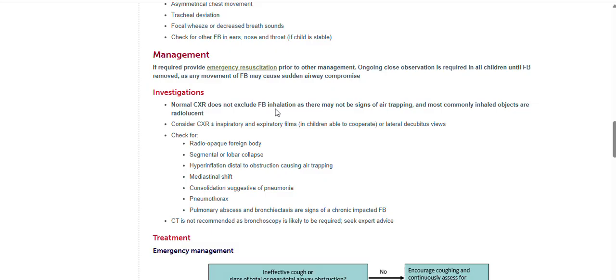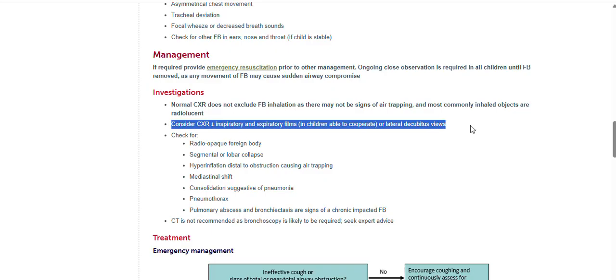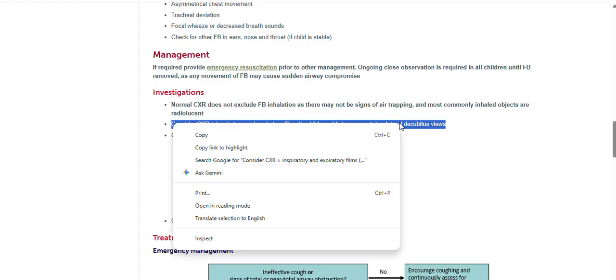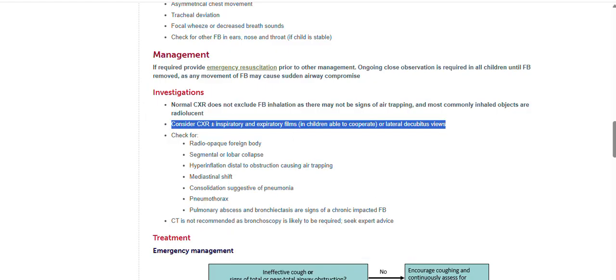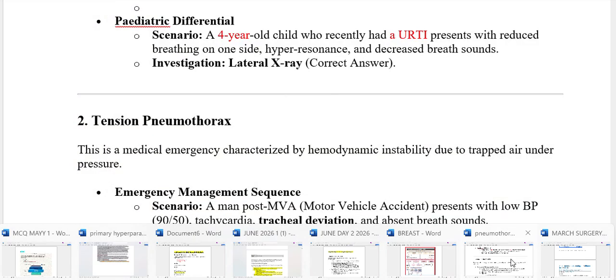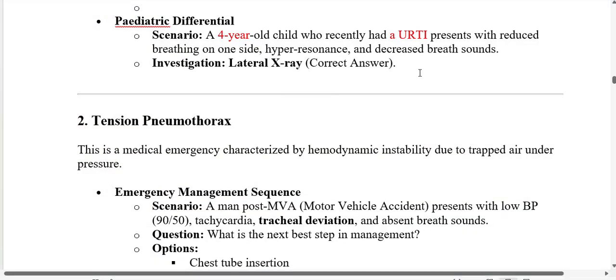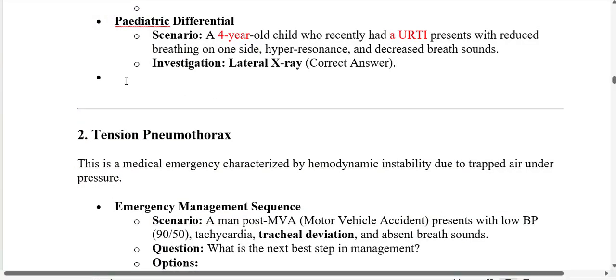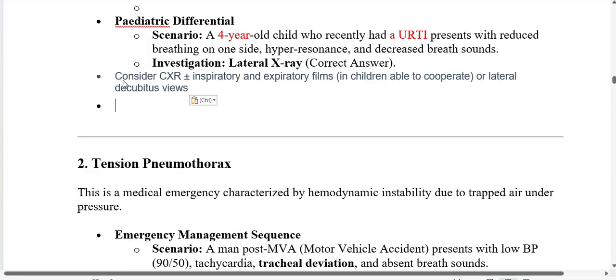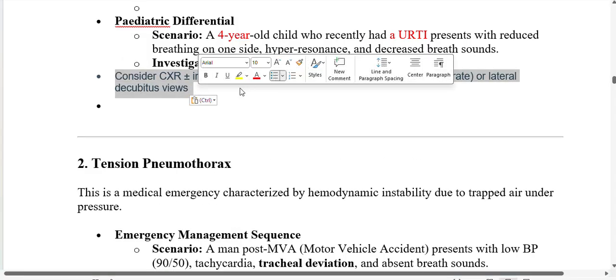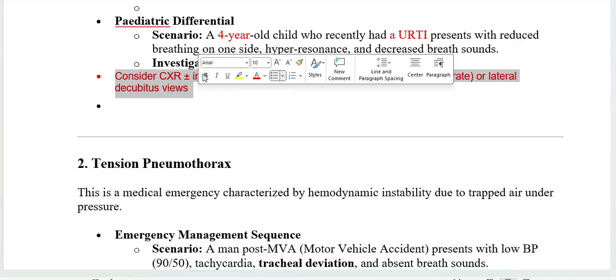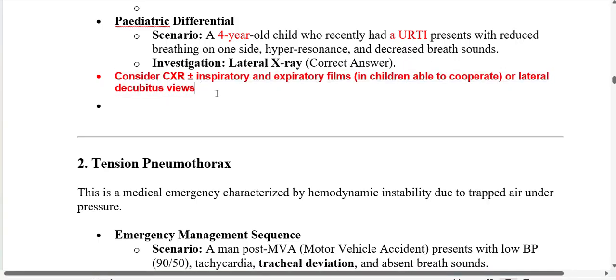A normal chest X-ray does not exclude a foreign body, as there may not be signs of air trapping, and most commonly inhaled objects are radiolucent. Chest X-ray with inspiratory and expiratory films, or lateral decubitus views, will help us actually, but I am not sure. These are the guideline points of view, right? But still, if foreign body.